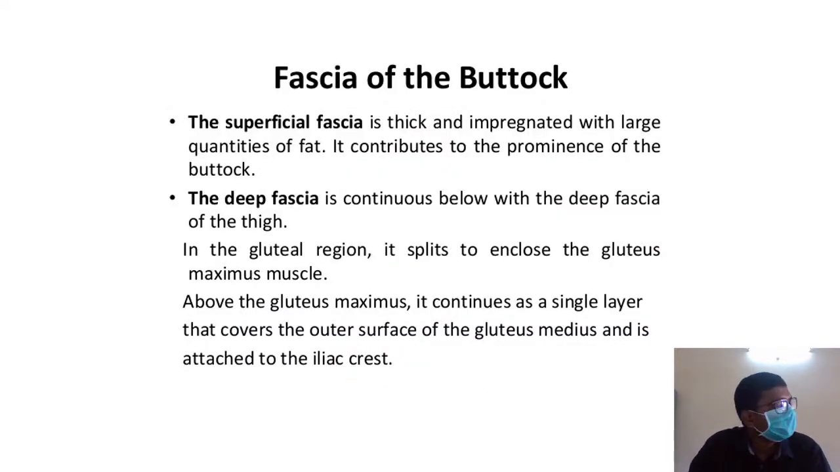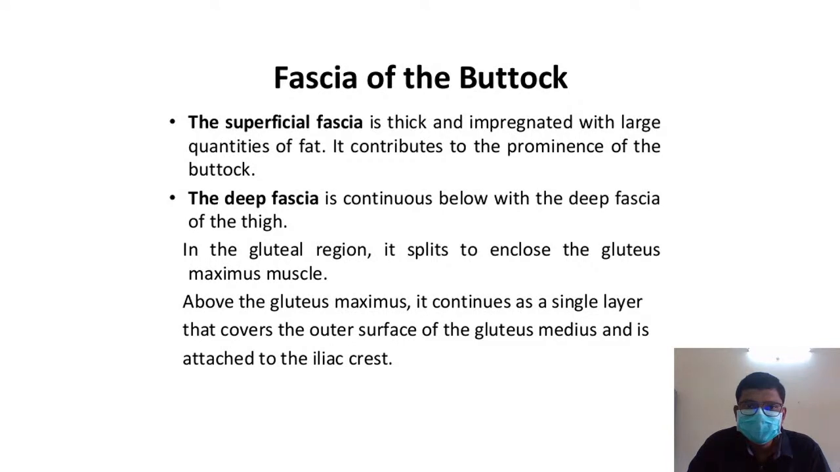Now coming to the fascia of this buttock. There are two fascias basically, that is one is the superficial fascia and the second one being the deep fascia. The superficial fascia is thick and it is impregnated with large quantities of fat, which contributes for the formation of the prominence of the round shape of the buttock.